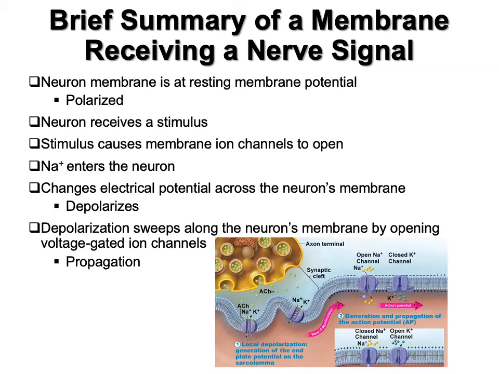Sodium has a positive charge on it. So the influx of sodium will change the electrical potential across that neuron's membrane, depolarizing it. This depolarization can sweep along the neuron's membrane by opening voltage-gated ion channels, and this is called propagation.